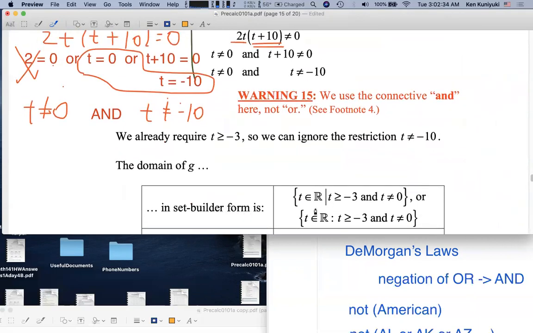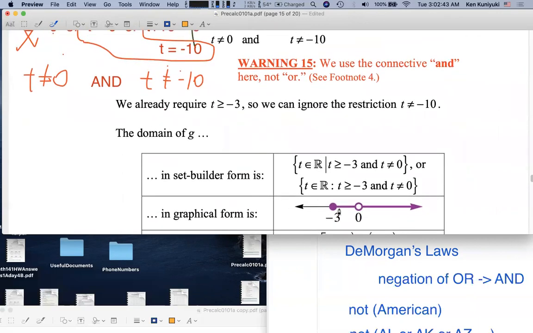In set builder form, the set of all t's in the reals, such that t is greater than or equal to -3, and t is not 0. On the graph, we start with -3. That's a solid endpoint. We want greater values as well, but we skip over the 0. We don't want the 0, so we put a pothole there. We skip over the 0, and we get this right wing over here. What's this in interval form? I'll give you 10 seconds. It helps a lot to do the graph before you write down the interval form.